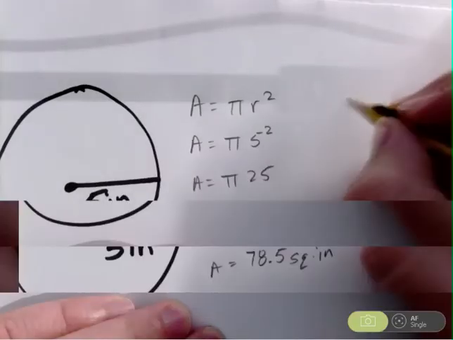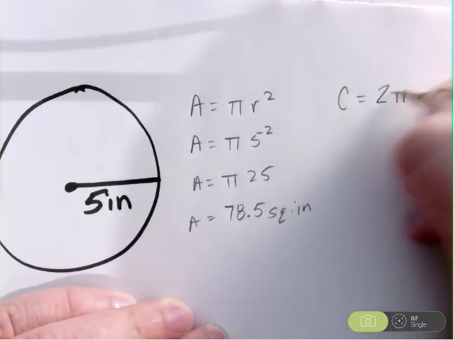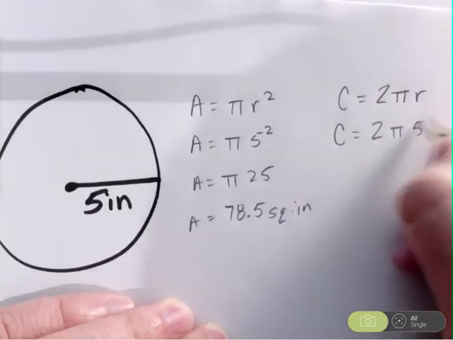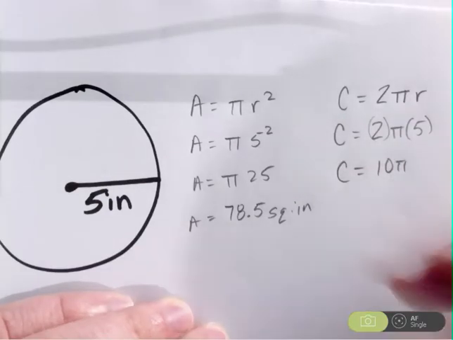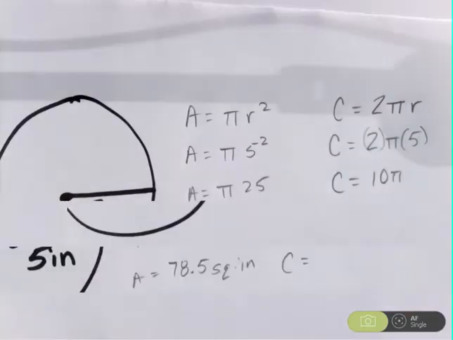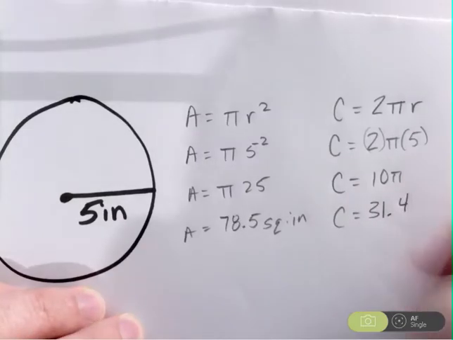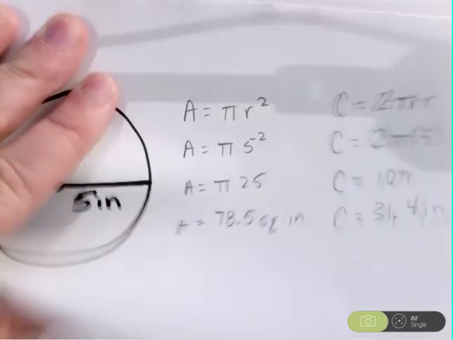If we go back to our other example here, circumference equals 2 pi r. This is going to be 2 times pi times 5, which is going to be 10 pi. When we multiply 10 times 3.14 on my calculator, it's going to give me 31.4 inches.